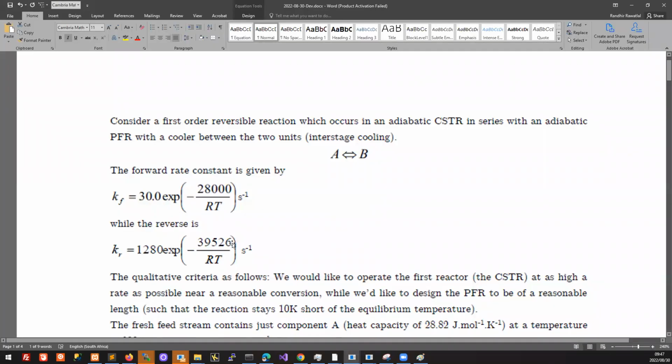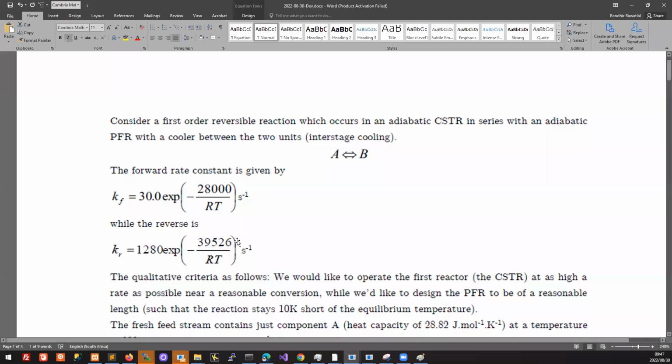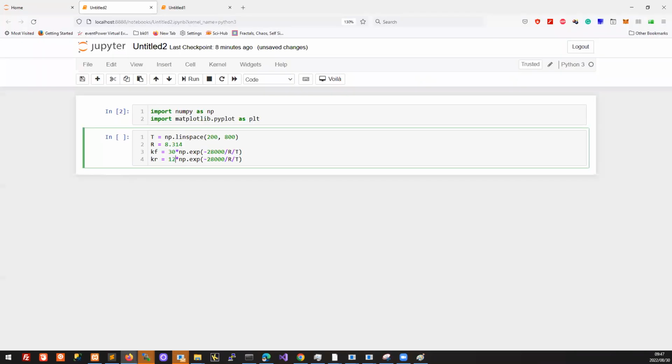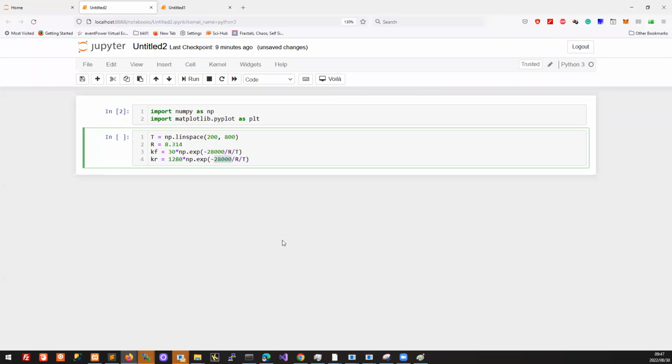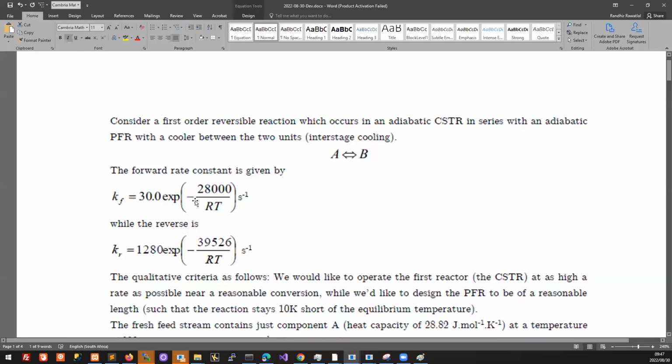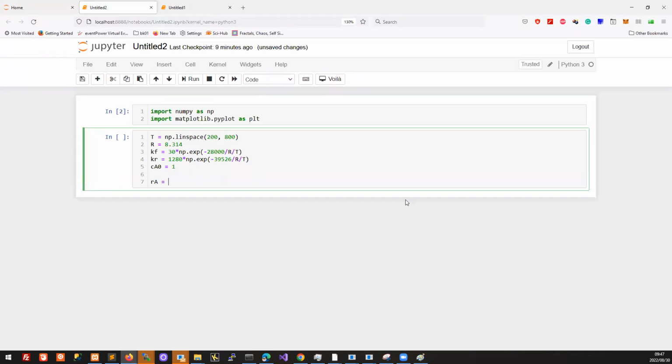And let's do KR in the same way. So KR equals 1,280 times e to the minus the activation energy, which here is 39526. Okay. So forward and reverse constants are defined. And let's just set an arbitrary inlet concentration of 1, right? And let's see our equation. So that's all defined. Only RA is not defined, right? But let's just fix a value for RA. So let's say RA equals 0.